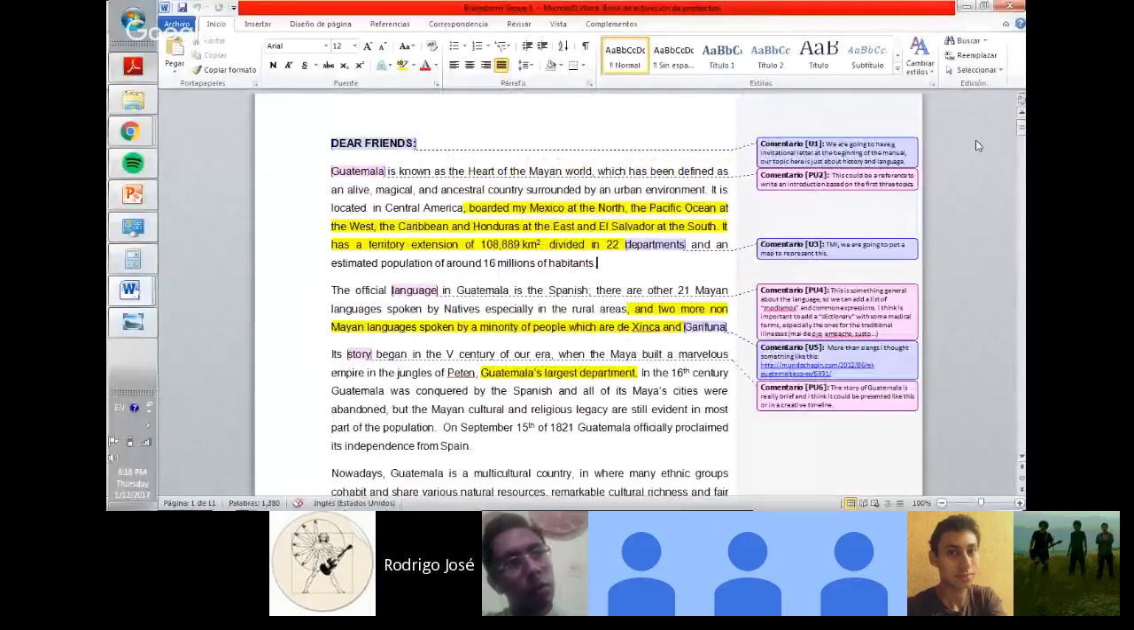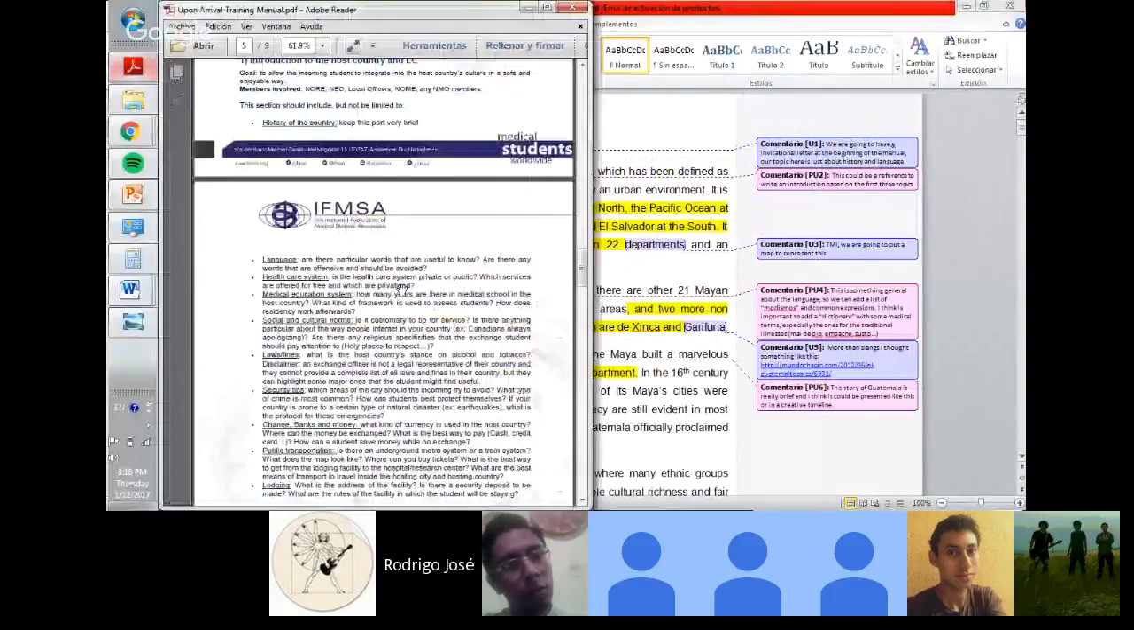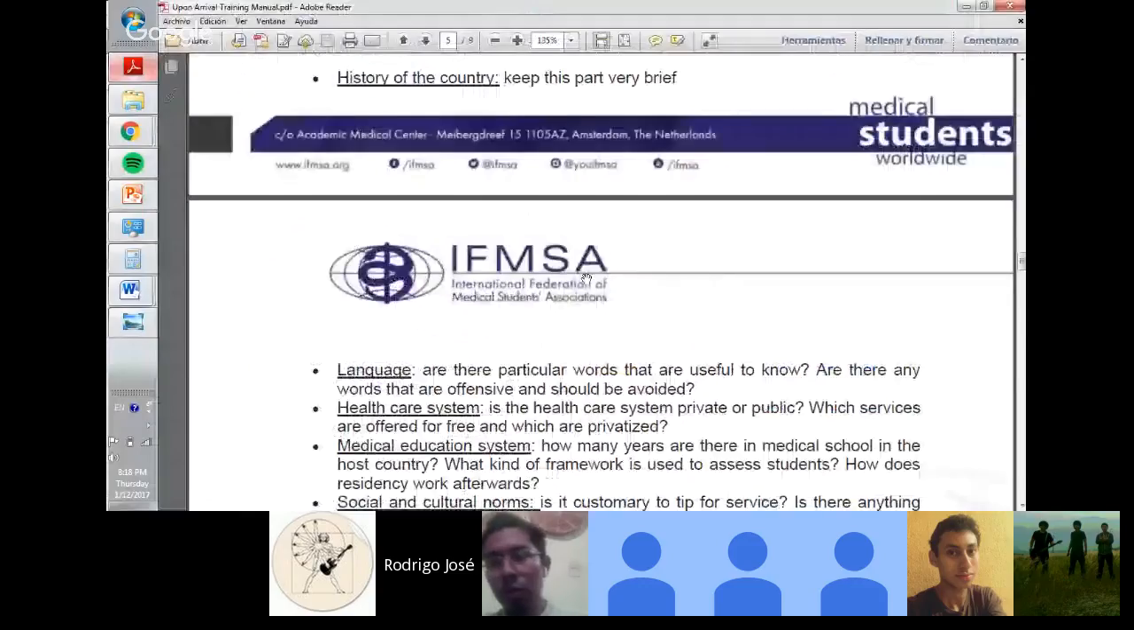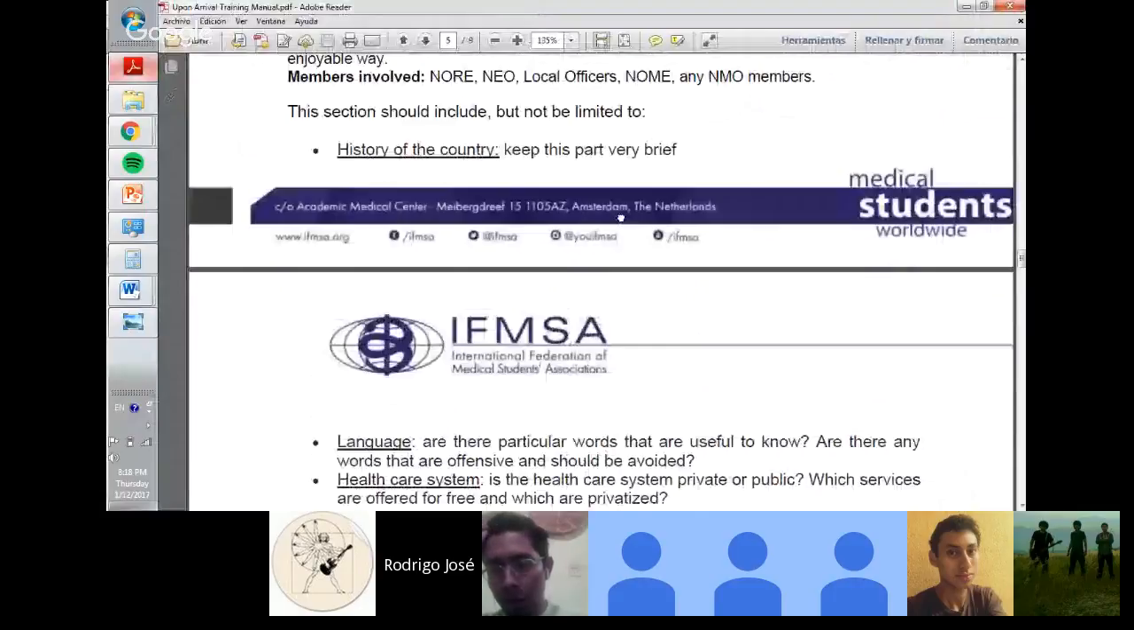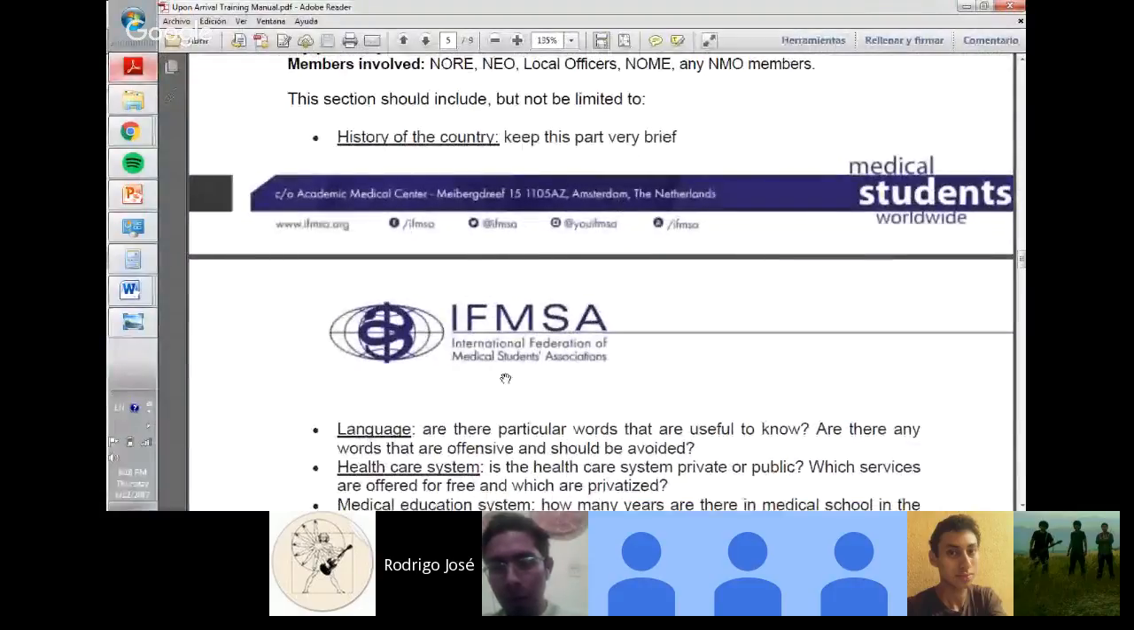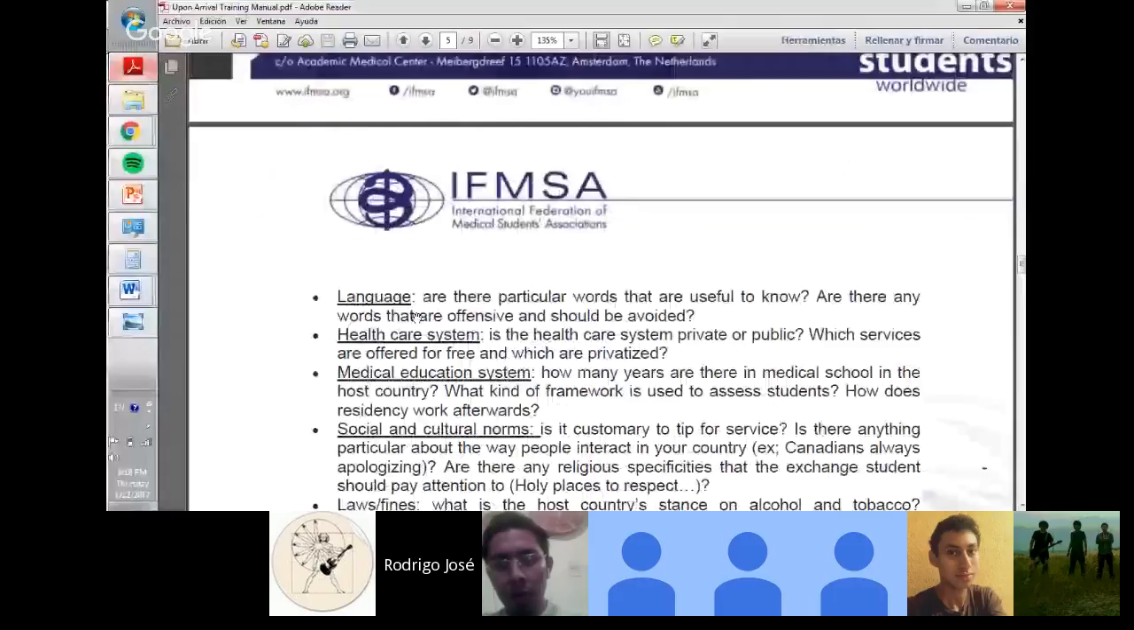I'm going to show you. This is the manual to make a manual. So the first point is the history of the country, the second point is language. For each topic we're going to make a page specifically for it. So language and slang are going to be in just one page.